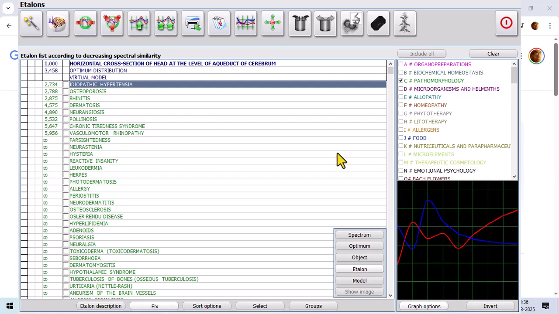In the following video I will reflect on the concept of spectral similarity. Please look at the screen, and here it says above on the Metatron Hunter device, "List of heals according to decreasing spectral similarity." I am going to reflect on the relevance of this.